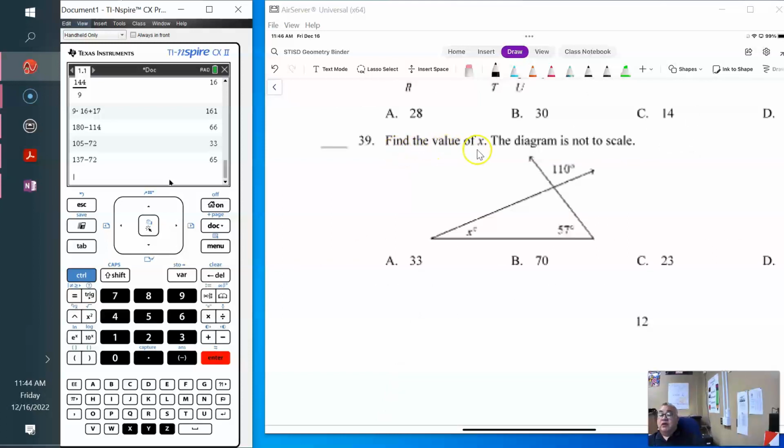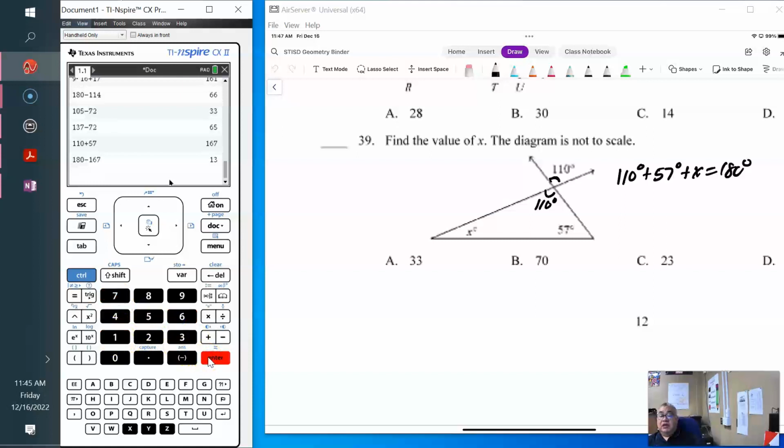Find the value of x. The diagram is not drawn to scale. So we know that this right here is 110. We know this here is going to be 110. And we know that the sum of the angles is equal to 180. So what you have to do with all these three angles is add. So you have 110 plus 57 equals 167. So you have 180 minus 167.